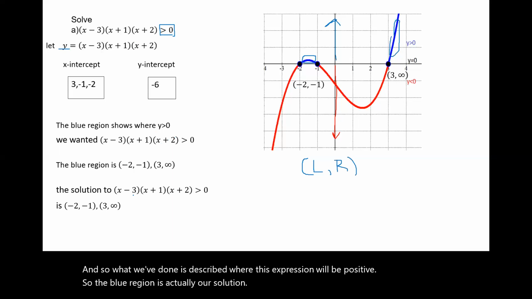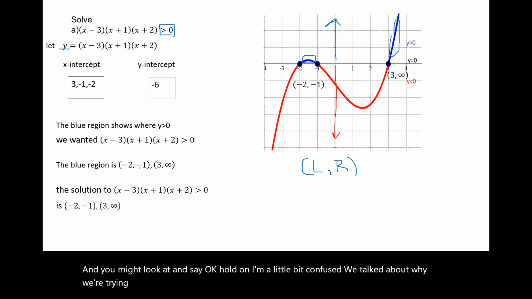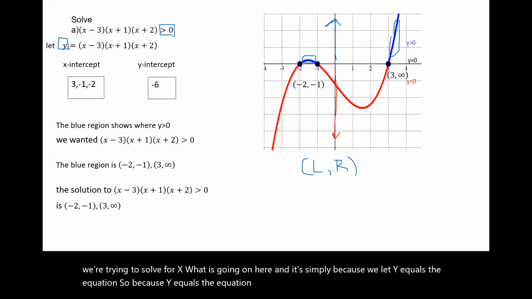So the blue region is actually our solution. And you might look at it and say, okay, hold on, I'm a little bit confused. We talked about y, we're trying to solve for x. What is going on here? It's simply because we let y equal the equation. So because y equals the equation, as long as y is positive, this entire expression is positive because they're the same thing.